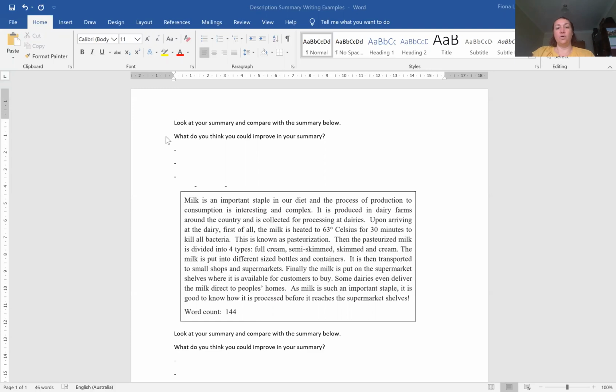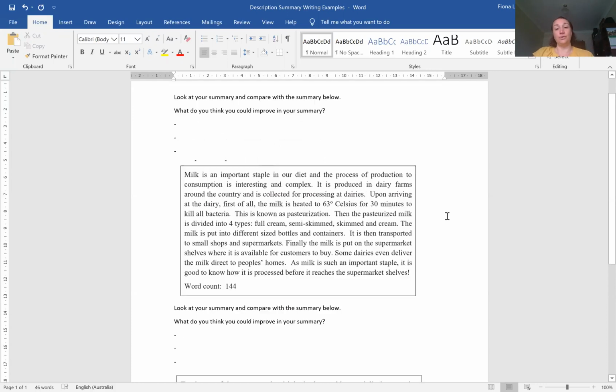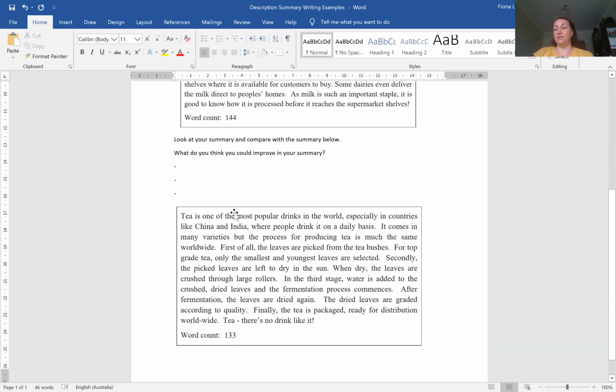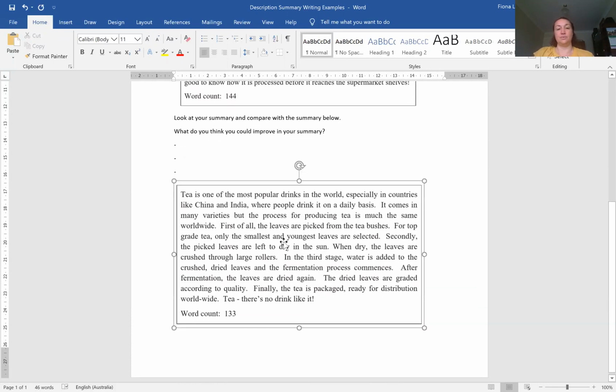I want you to think, what could you do to improve in your summary? Okay, so 1, 2, 3, you're probably going to have 3, 4, 5. Have a look at how you could improve your summary and compare those two. And all you have to do is exactly the same thing with the second part. This is the one for T.